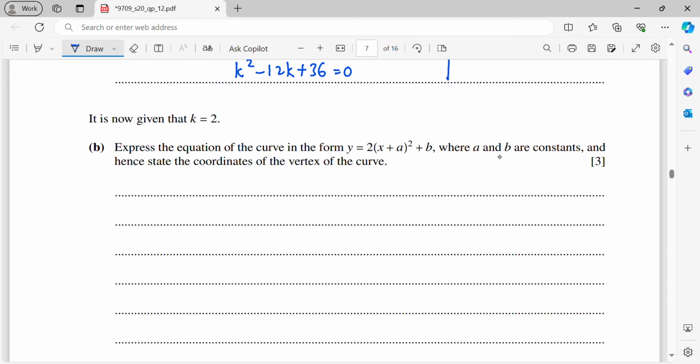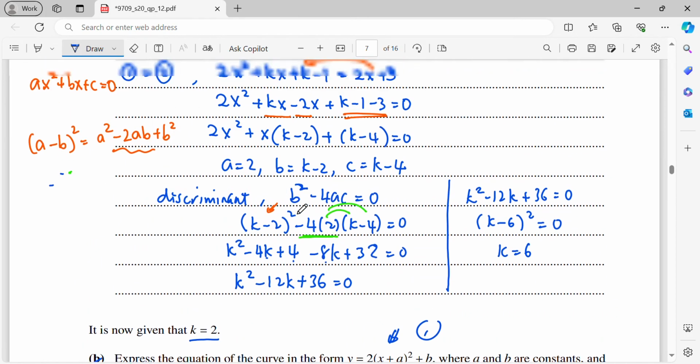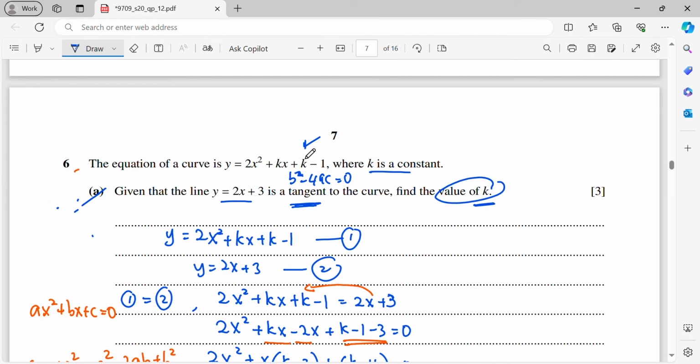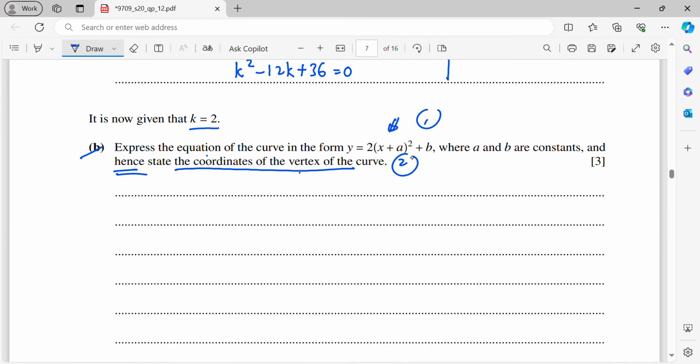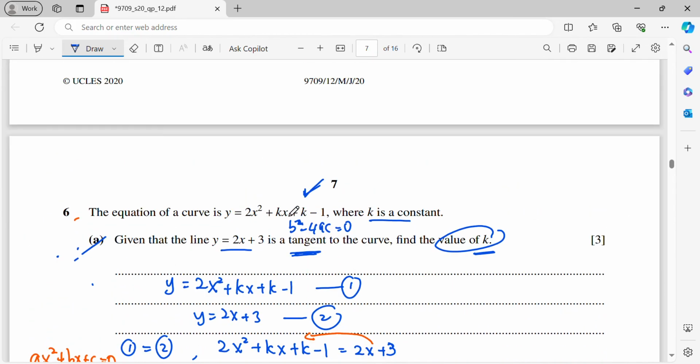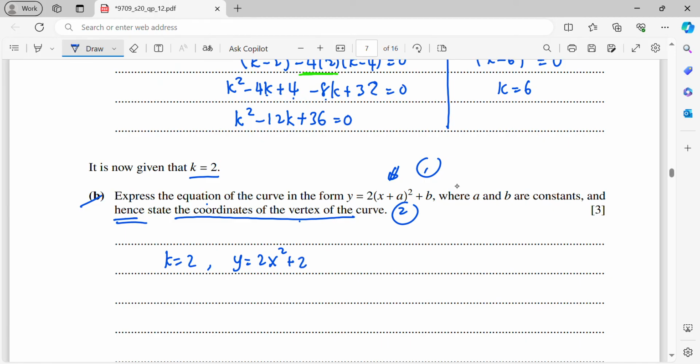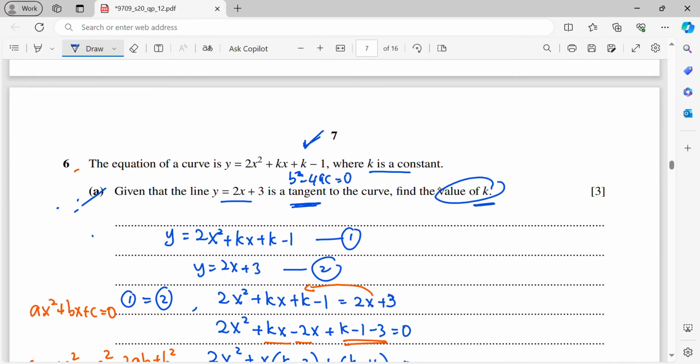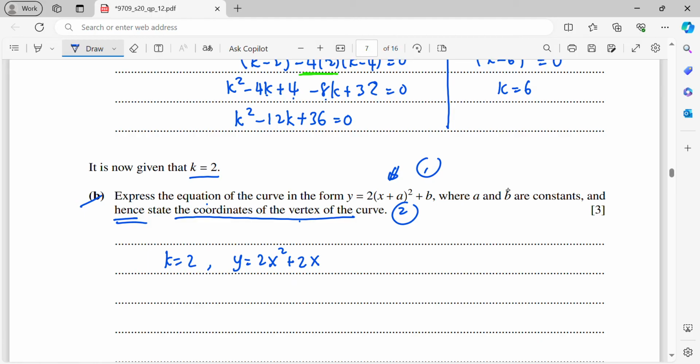Okay, now it is given that k equals to 2. B, express the equation of the curve in this form, where a and b are constants, and hence, so this is the first part. Second part is state the coordinates of the vertex. So the vertex here means the maximum or minimum point. So now replace the k by 2. So 2x squared, then plus kx, that means plus 2x. After that, for the plus k minus 1, your k is 2, means that 2 minus 1 is 1. So here becomes plus 1.